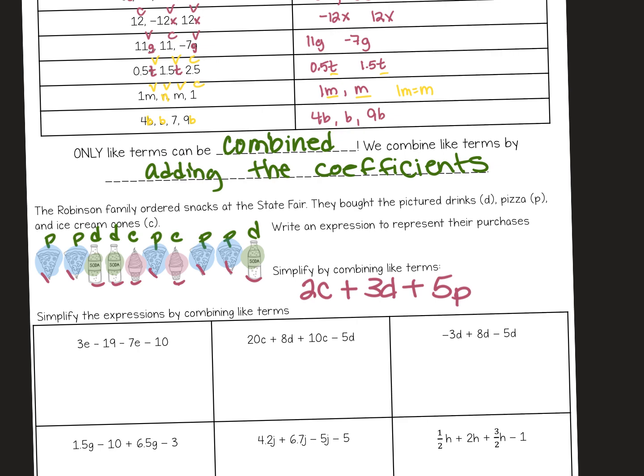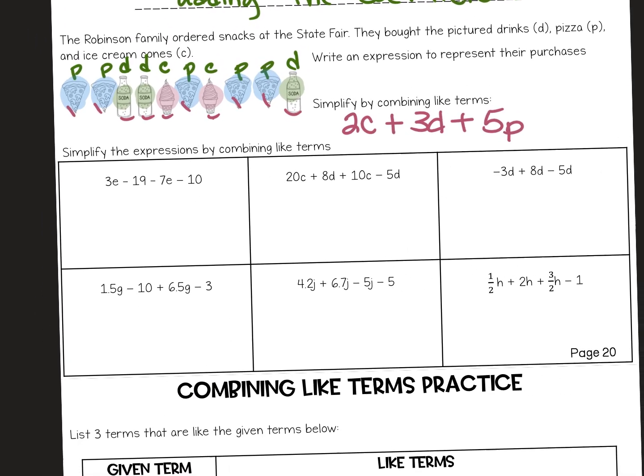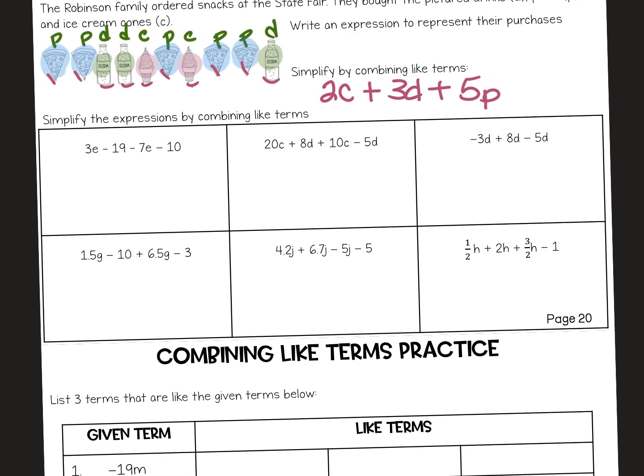They're not like terms. So let's simplify some of these by combining like terms. Let's simplify the expressions by combining the like terms. I'm going to first go through and highlight my like terms in the same color. So I have a 3E and I have a negative 7E.